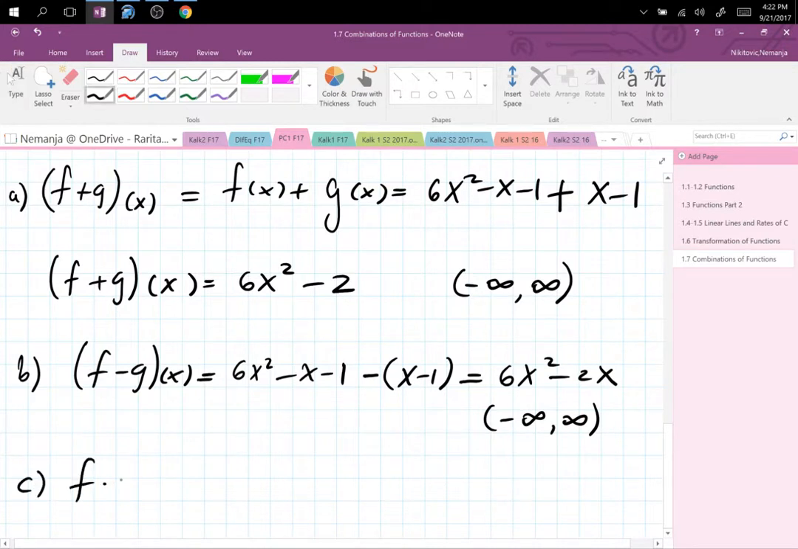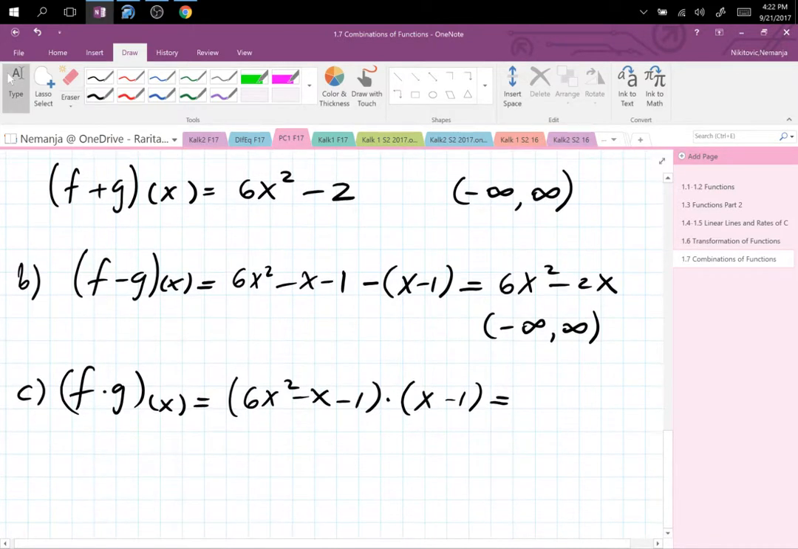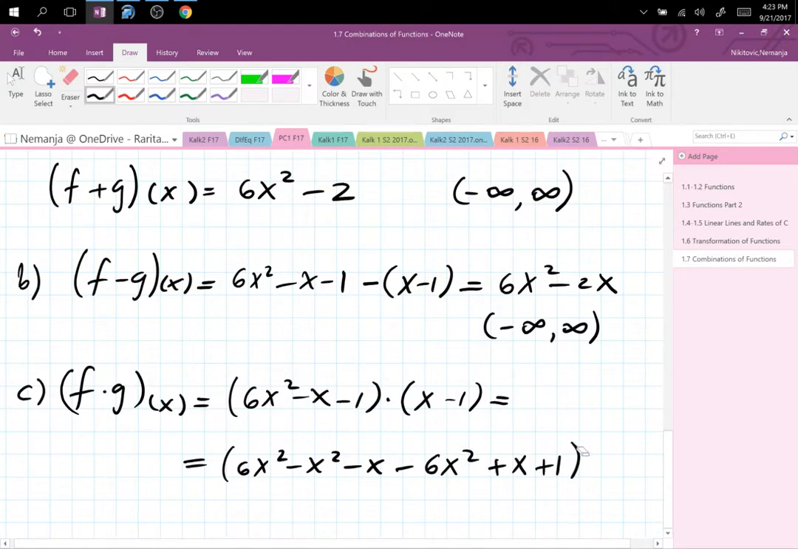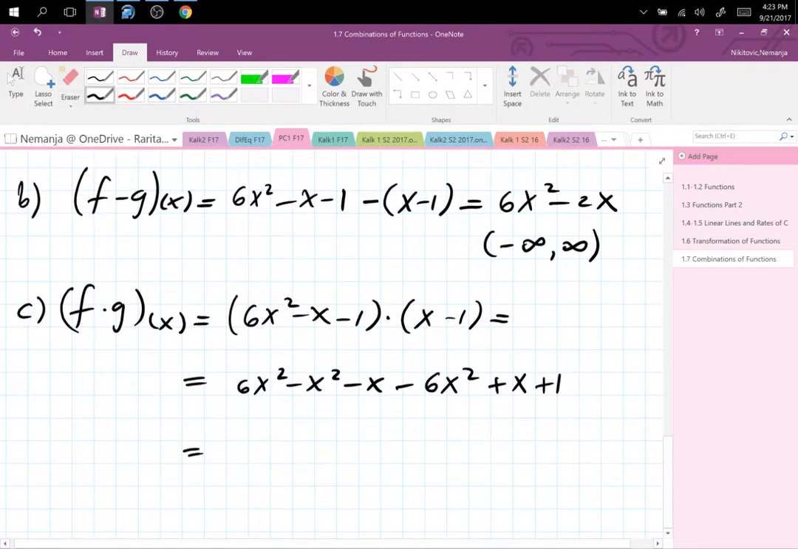Part C, f times g of x is going to be 6x squared minus x minus 1 times x minus 1. And now we do what? Distribute, FOIL. Great. So x times all of this is 6x cubed minus x squared minus x. And then -1 times each one of these is -6x squared plus x plus 1. I don't need parentheses. We combine like terms. This is supposed to be cube over here. Can you guys hear it all?